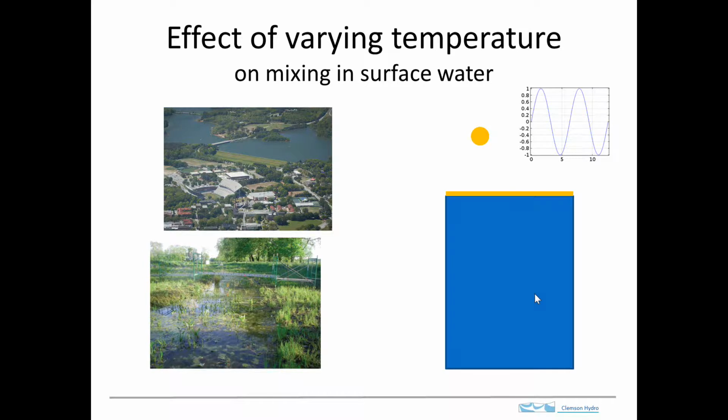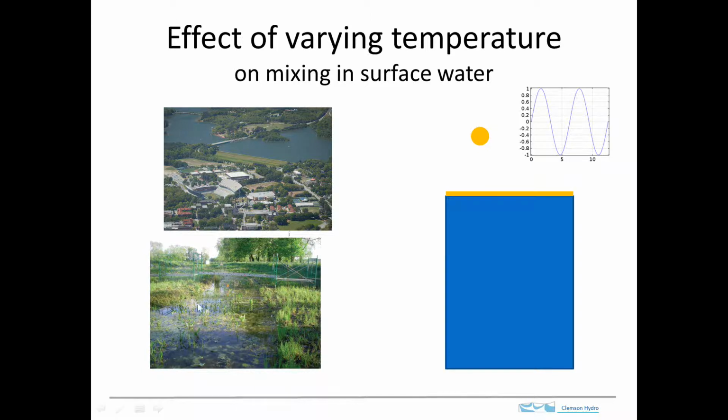In this example, I want to show you how to set up a model that shows the effects of varying temperature on mixing in surface water. And what I have in mind is that here's a surface water body. This is Lake Hartwell behind campus. We might also consider something like this, a wetland area where it's obviously much shallower here.